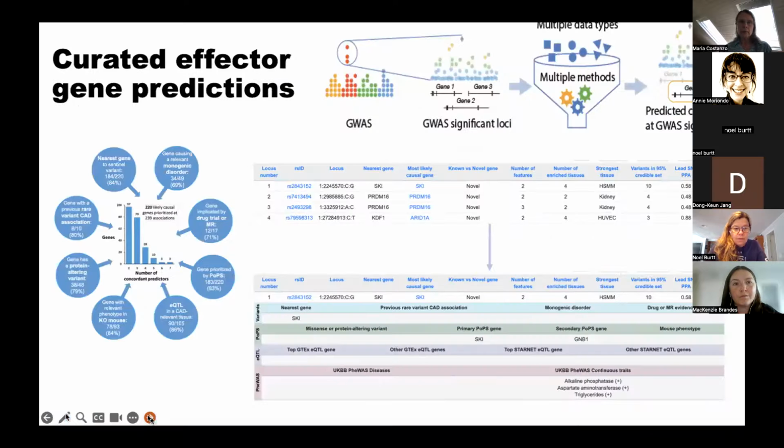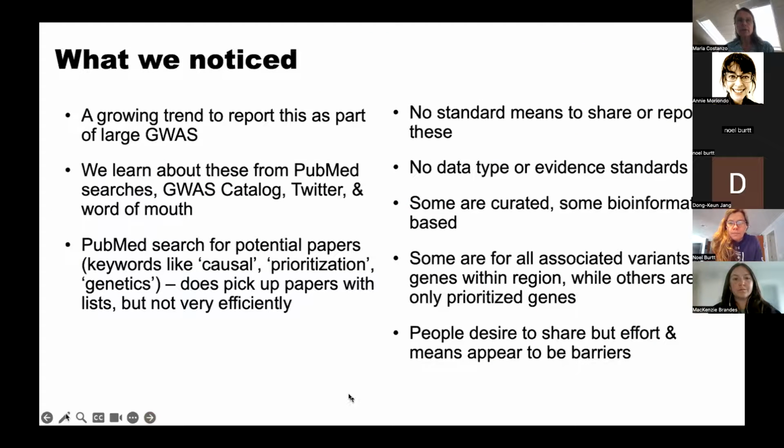Okay, and I'm going to just briefly talk about another future-looking thing that we're working on. I've mentioned it today and previously a lot about these effector prediction lists. This is just an example of one of them, but the bottom line is that people take a GWAS, look at the significant loci, integrate a whole lot of different methods, and then predict which is the causal gene at this locus.